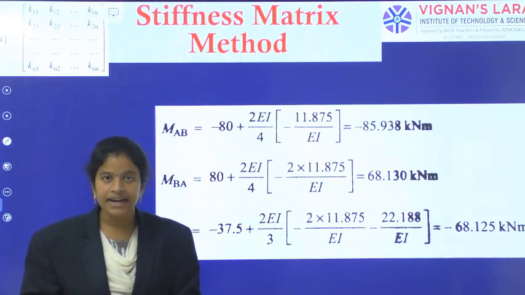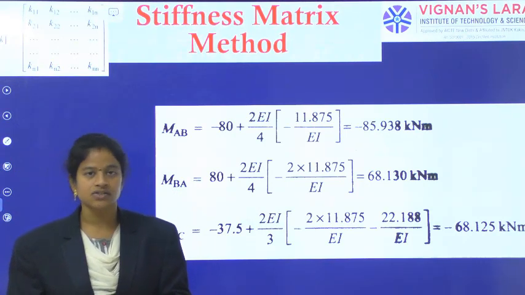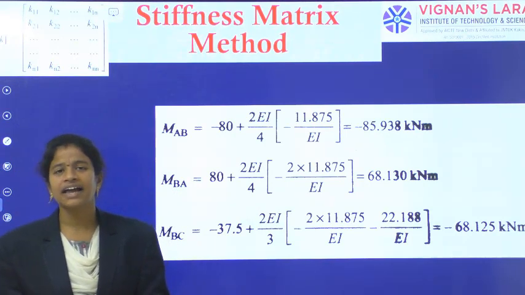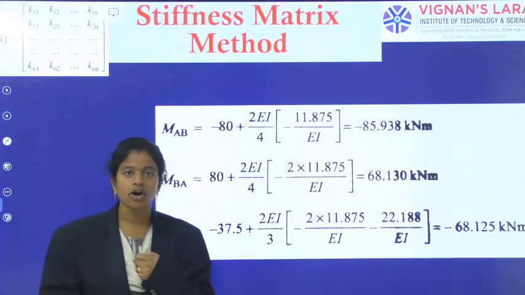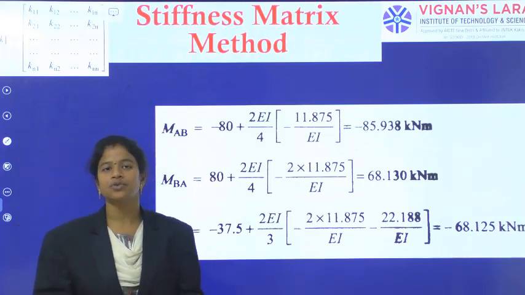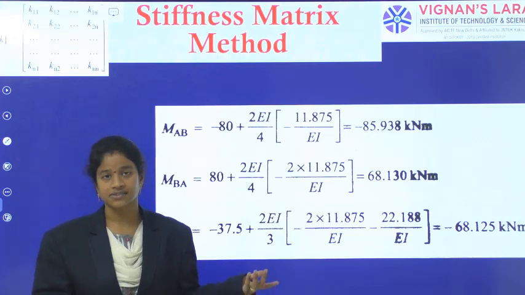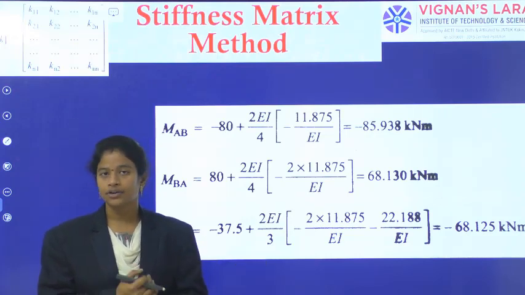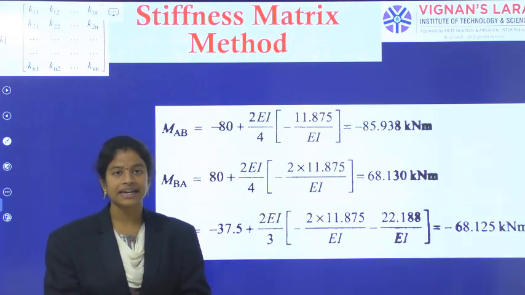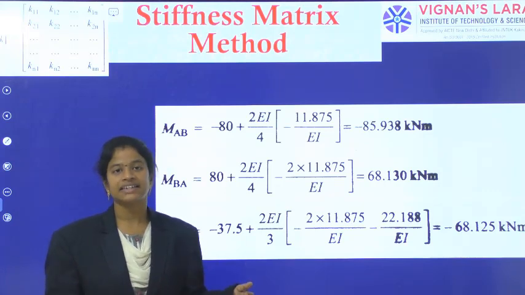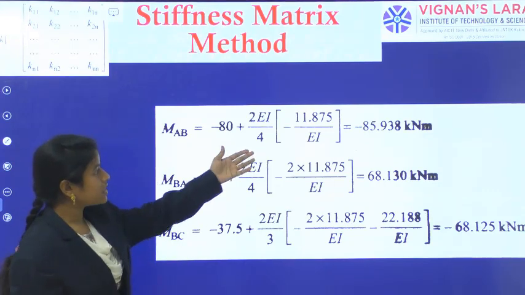So once you know theta A, theta B and theta C, and we know the fixed end moments, can we calculate the support moments using our original slope deflection method? Yes, we can, because here I thought of calculating only theta B and theta C. I was not thinking about the support moments at all; I was only calculating the theta values, and those theta values we have calculated.